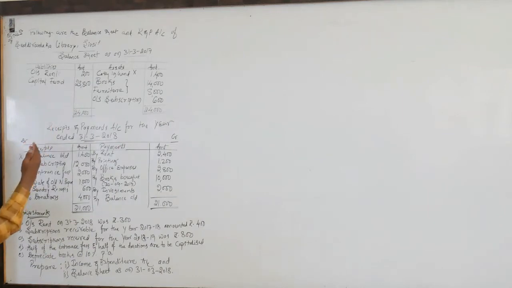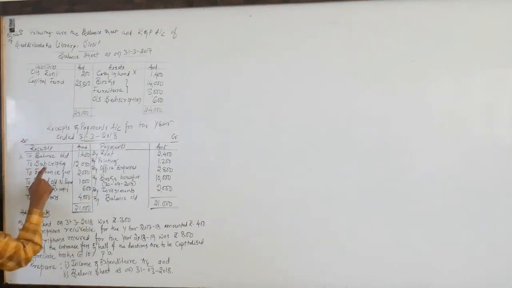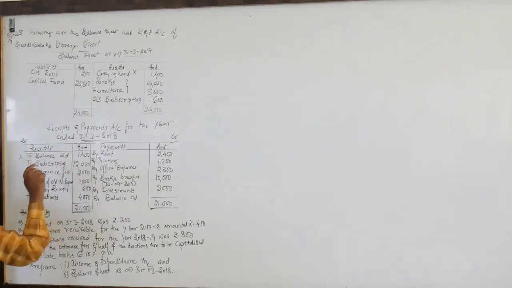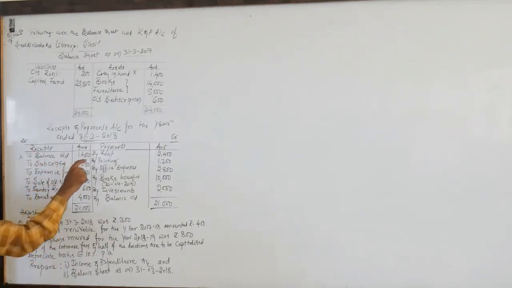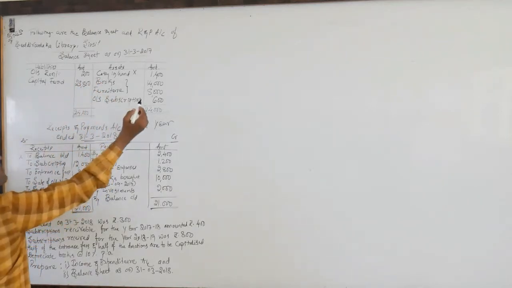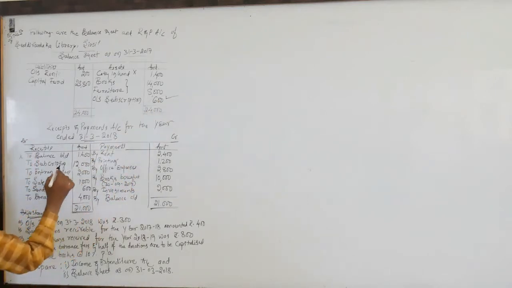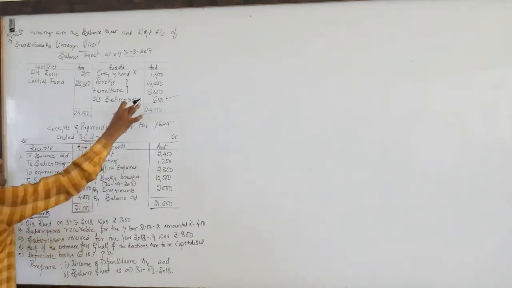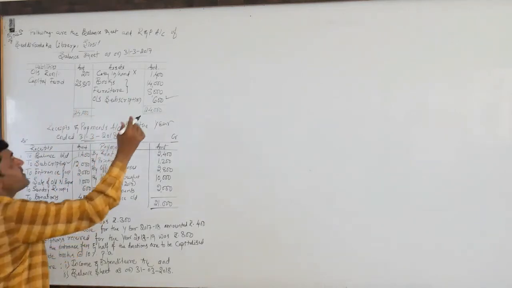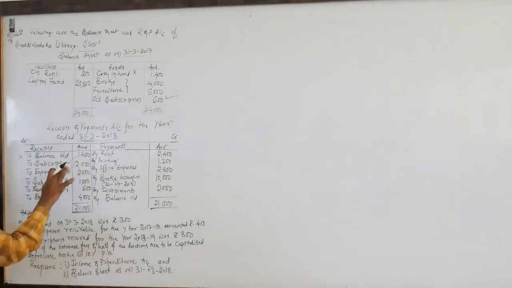So look at the receipt side. Here we have received a subscription of rupees 12,000. This entire amount does not belong to the current year. Out of which 600 belongs to the previous year. That is the reason this 600 is included in the 12,000. So we can say there is a link between these two items. We need to deduct this 600 from the 12,000.